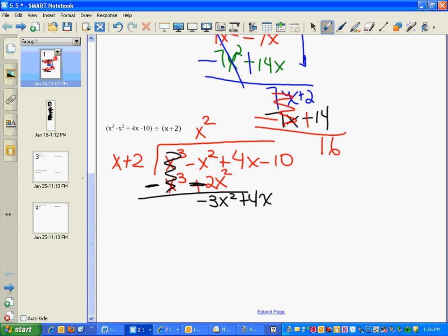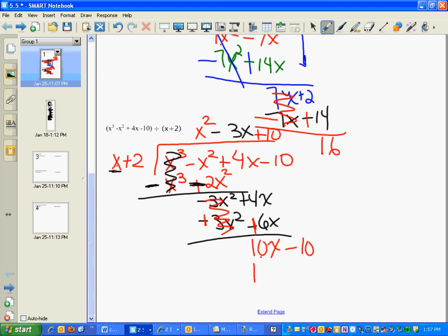Negative 3x squared. And what do I multiply x by to get negative 3x squared? Yeah, and so I get negative 3x squared minus 6x. And what do I need to do now? Change my signs. First term drops out. And what am I left with? And what do I do now? And what do I multiply x by to get 10x? Who said 5? So plus 10.